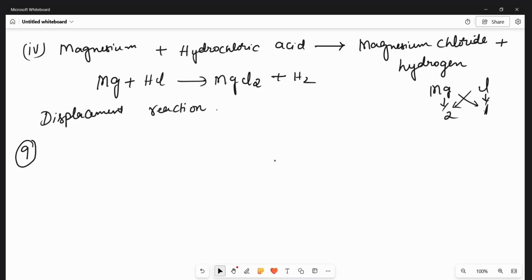Next, ninth one. What does one mean by exothermic and endothermic reactions? Give example. What do you mean by exothermic reaction? The reaction in which the temperature increases, we call it an exothermic reaction. Energy is also released, that is why it gets heated. Respiration is an example. Burning of a gas, combustion reactions, that is carbon plus oxygen gives carbon dioxide. Combustion is mainly done for that only.